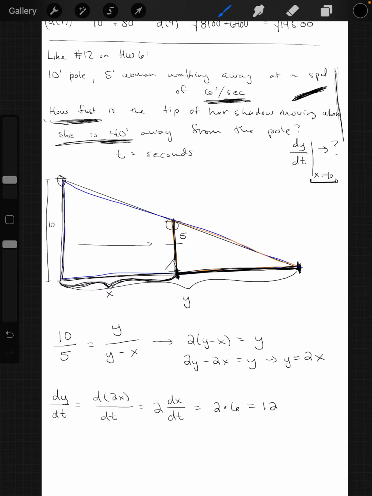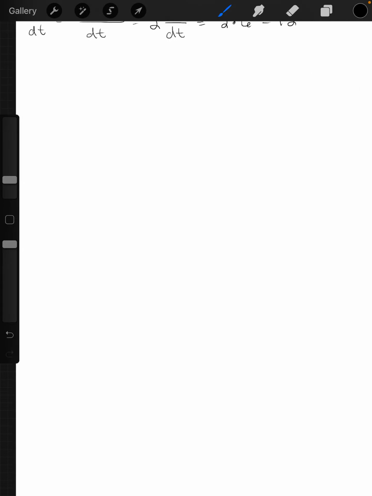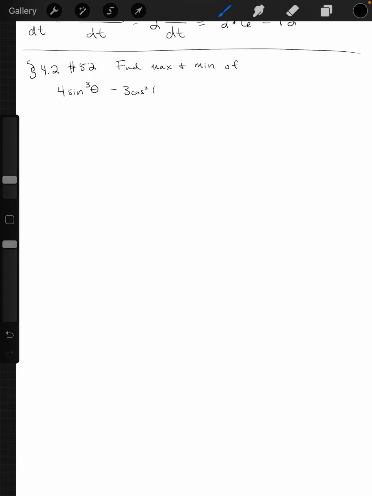Okay, so that's the last of the questions from the homework. So I have a couple from the book that were asked about. From section 4.2, number 52 was asked about, and that asked to find the max and min of 4 sine cubed theta minus 3 cosine squared theta on 0 to 2 pi.